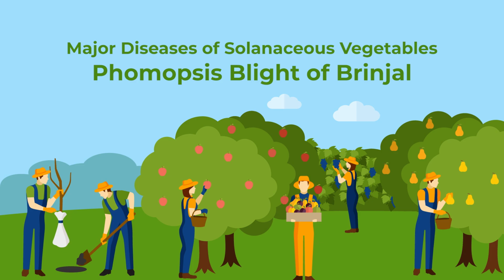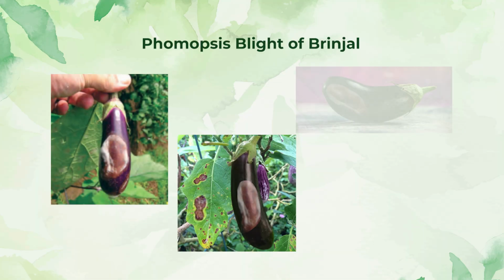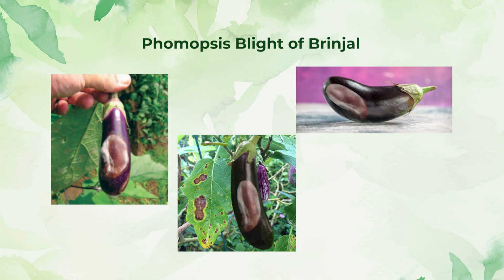Third, Phomopsis blight of brinjal. It is a fungal disease of brinjal caused by Phomopsis vexans. Clearly defined circular light brown spots appear on the lower leaves. On fruits, pale to light brown sunken spots develop which later coalesce to form bigger patches.